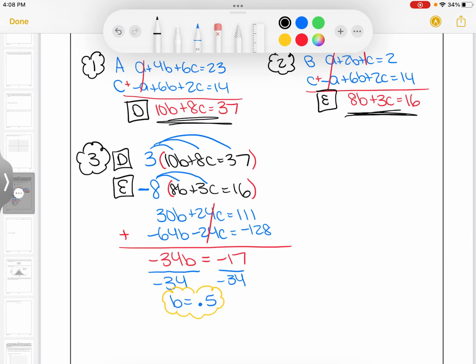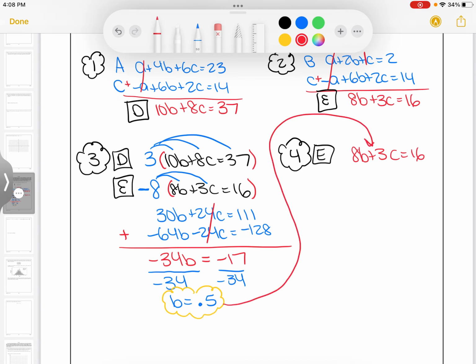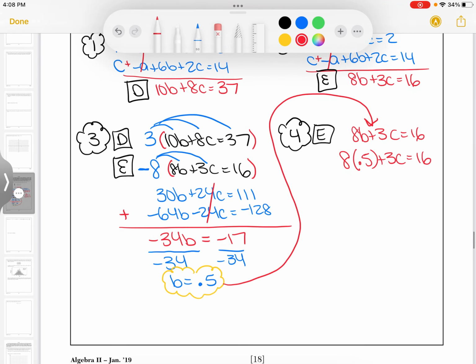Equations d and e are in just two variables, and they have a b and a c in them. So now that I know what b is, I can plug b into my equations here or here, either one, whatever one you think is easier, for step 4, and that'll help me find my next variable, which will be c. So I'm going to use equation e. Equation e is 8b plus 3c equals 16, and I'm going to take that b value and plug it in place of b. So this will be 8 times 0.5 plus 3c equals 16.